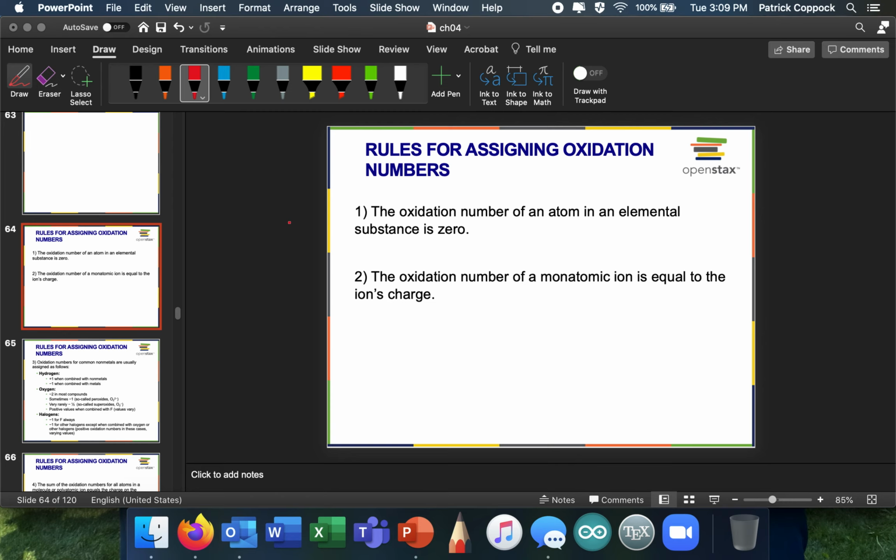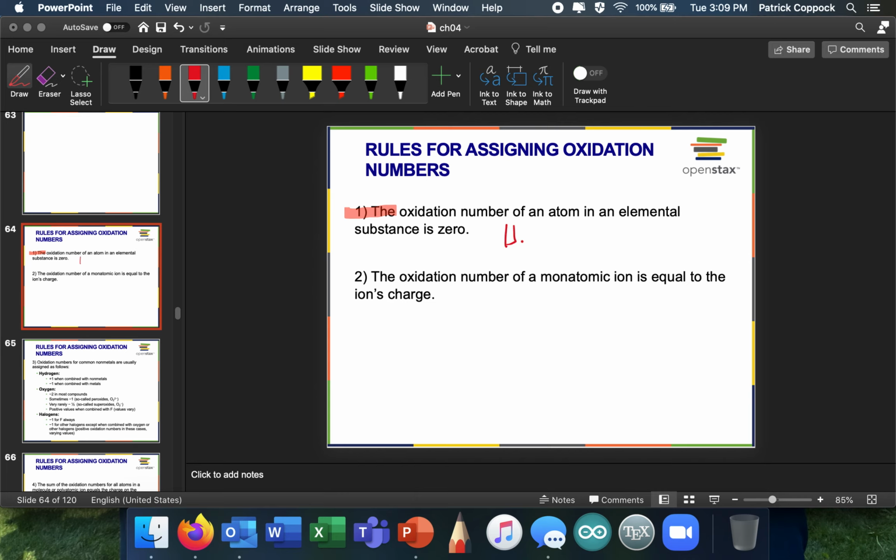So important foundationally for discussing redox reactions is what are the oxidation states or numbers of particular compounds. So let's take a couple minutes and talk about the rules for assigning oxidation numbers. Rule number one: the oxidation number of an atom in an elemental substance is 0.